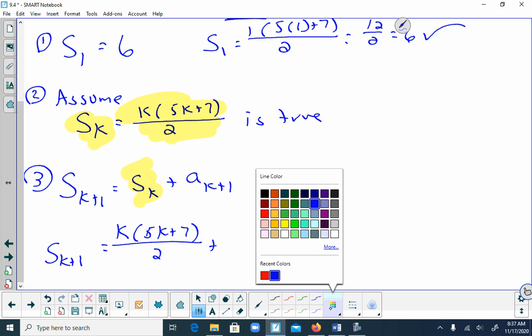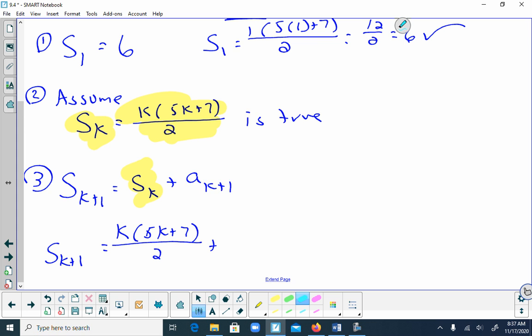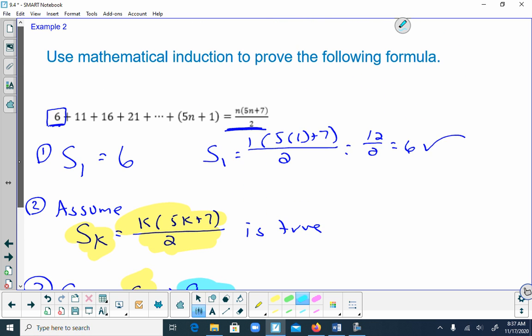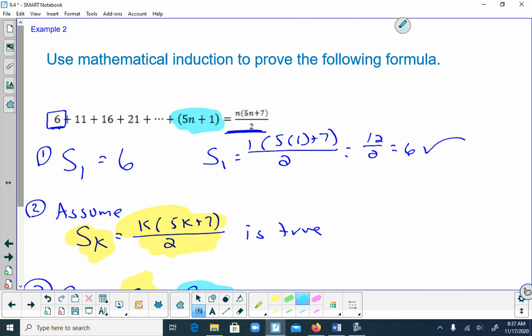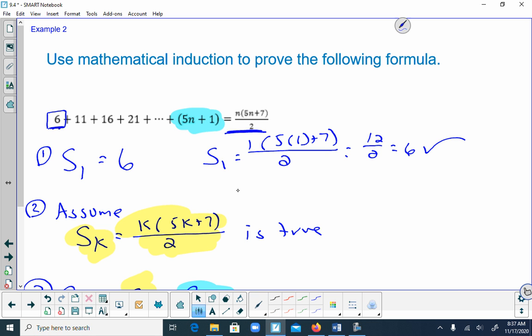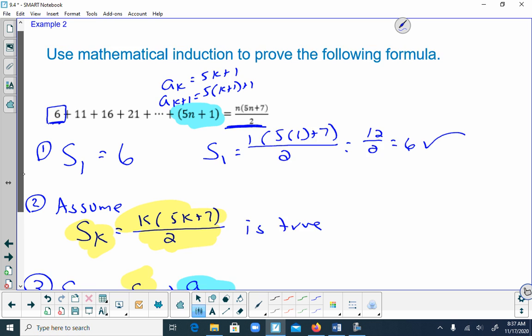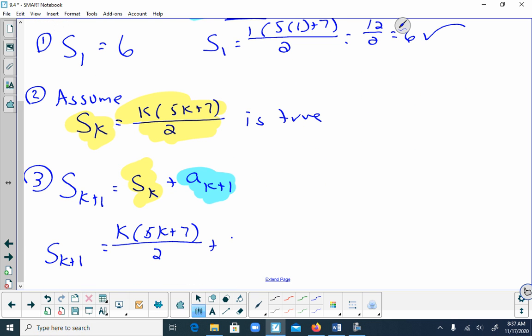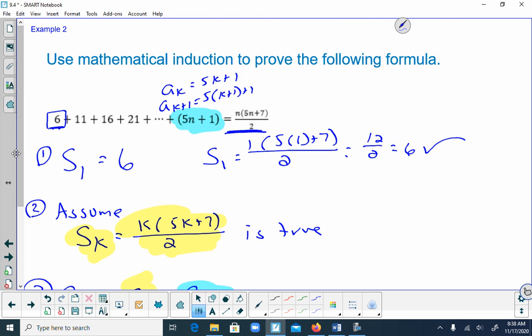The next term, I'm going to go back up here. This is how I find the next term. So this right now, this would be a of k, which is 5k plus 1. I need to find the next term, which means every place that I see that k, I'm going to write k plus 1. So down here, I'm going to write 5 times k plus 1, and then here's that plus 1. And that's based on the next term.